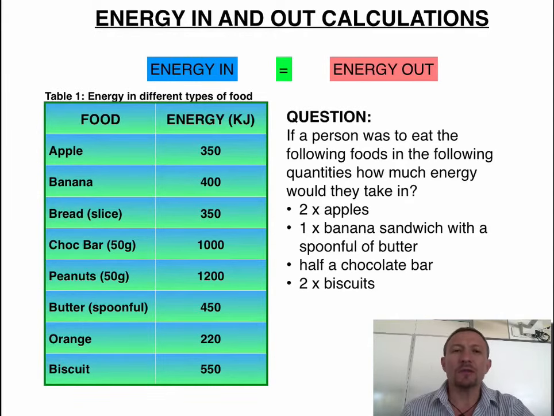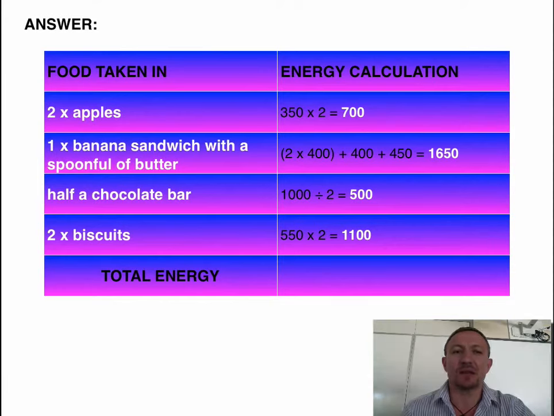So what we would do is we'd set out the answer that looks like this. Here we've got down the left hand side all the information that we've been given in the question, and in the right hand side there's the energy calculation. So 2 apples basically is 350 kilojoules multiplied by 2 because we've got 2 of them, so it gives us 700 kilojoules. 1 banana sandwich with a spoonful of butter.